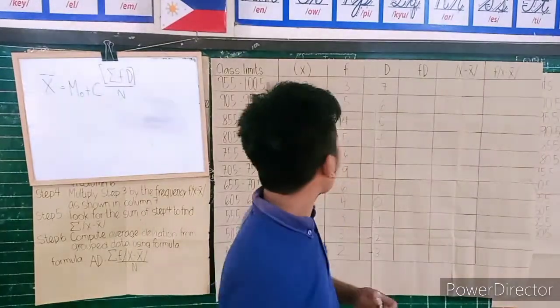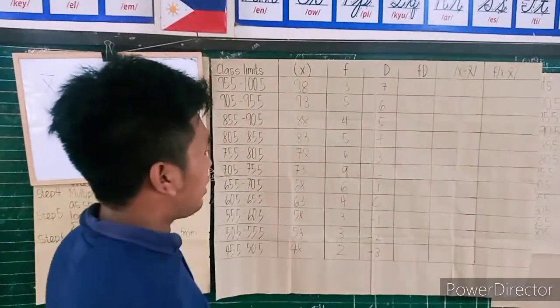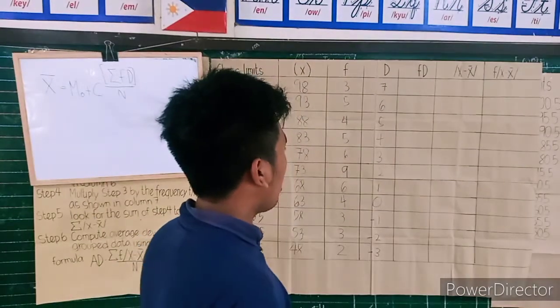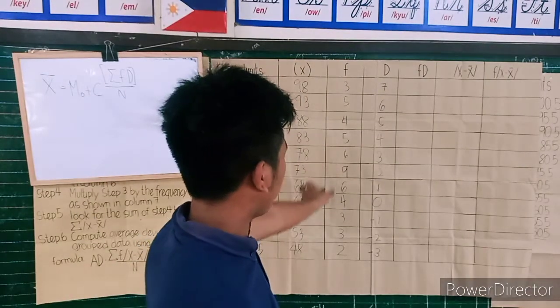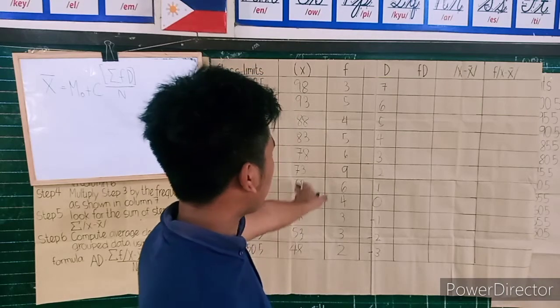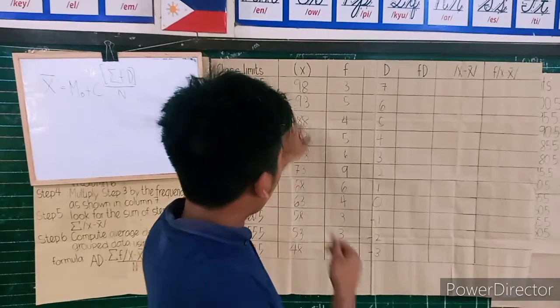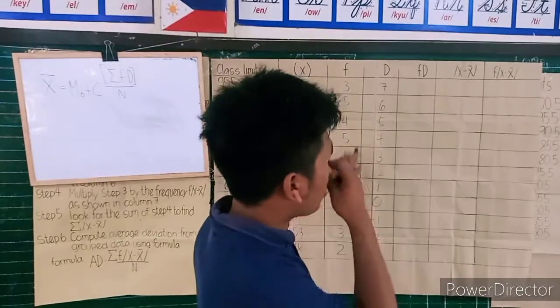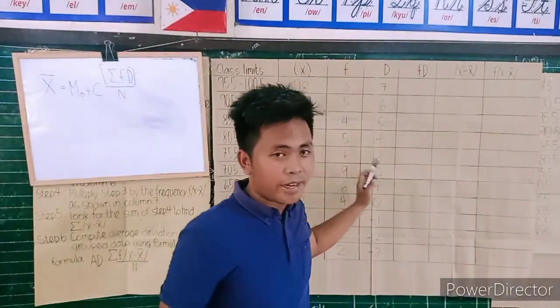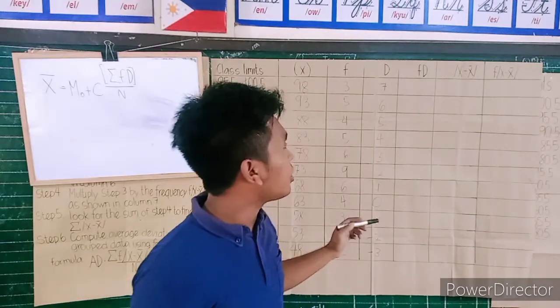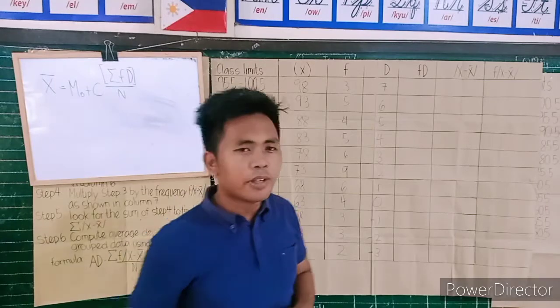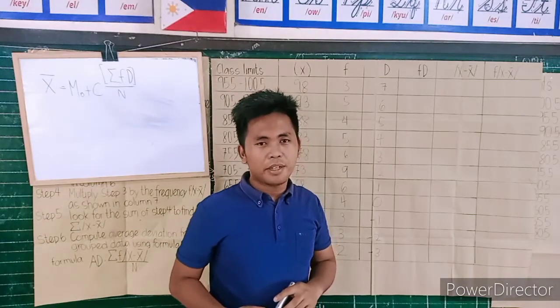So we are done in getting the midpoints, the frequency, and also the deviation. Is that clear? Okay, let's move on to the frequency deviation. How do we get that?